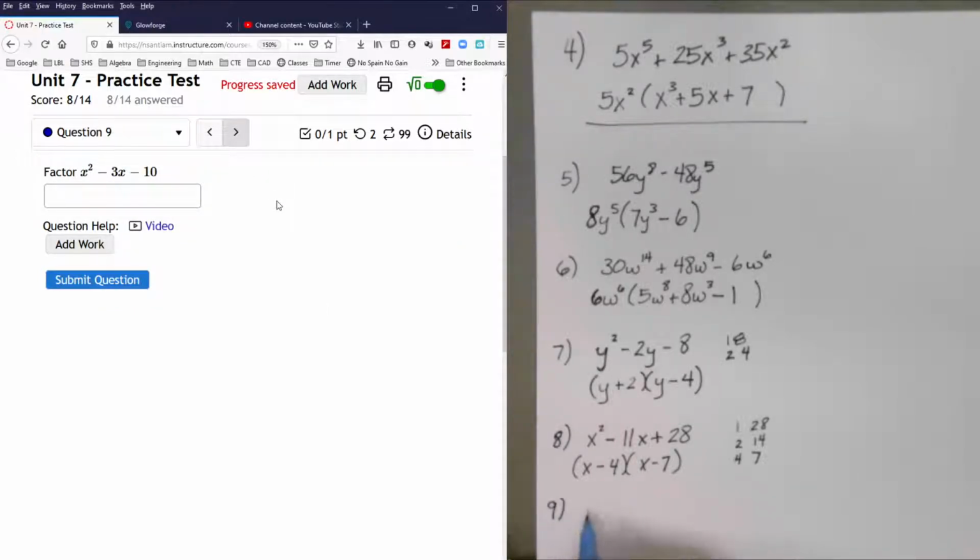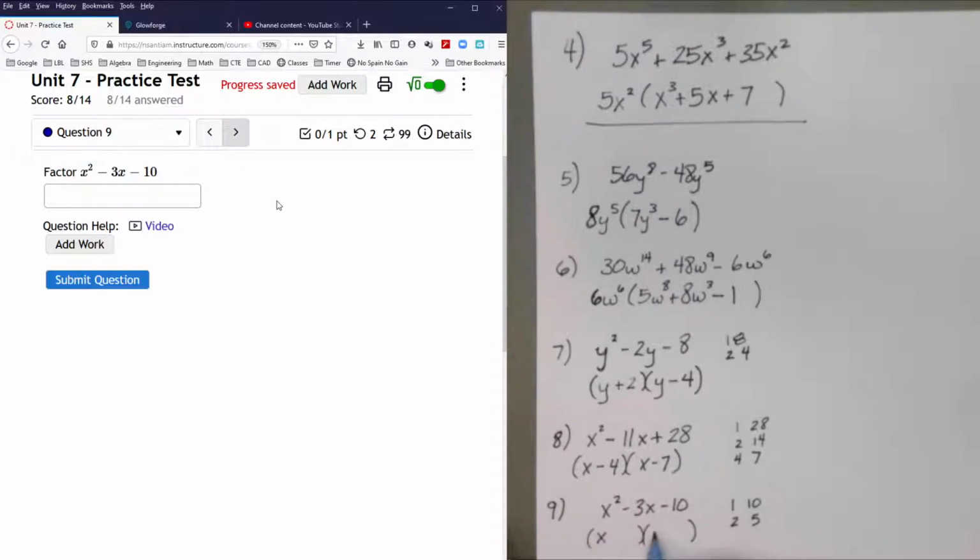Number 9, x squared minus 3x minus 10. So I'm looking for the factors of 10 that I can make a 3 out of. My 10 here is negative, so that tells me that one has to be positive and one has to be negative. So I'm looking for the factors of 10 that have a difference of 3. And so 1 and 10, 2 and 5. Looks like that's it. I'm looking for a difference of 3. So 2 and 5 give me that.